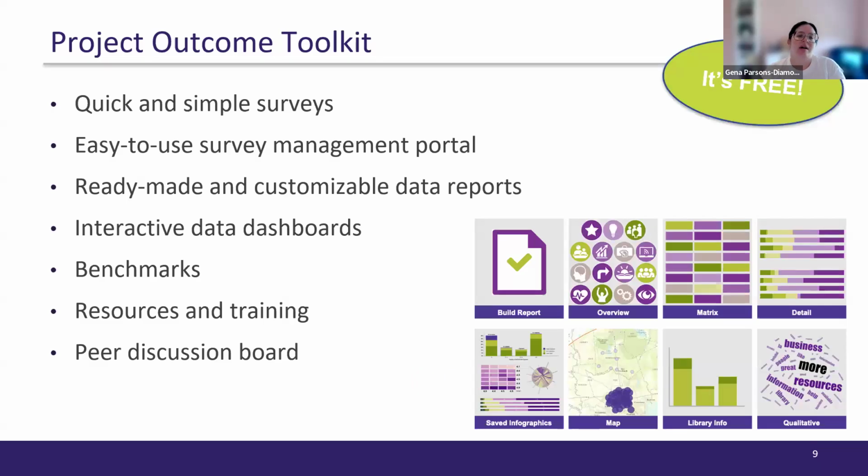The project outcome model offers these advantages. The toolkit is built around a set of quick and simple surveys. You can use them straight out of the box or choose to add custom questions. We also provide an easy-to-use survey management portal to collect and enter your survey data. And once you've collected your responses, you can access the ready-made reports that the system generates for you, as well as customizable data reports that you can create yourself.